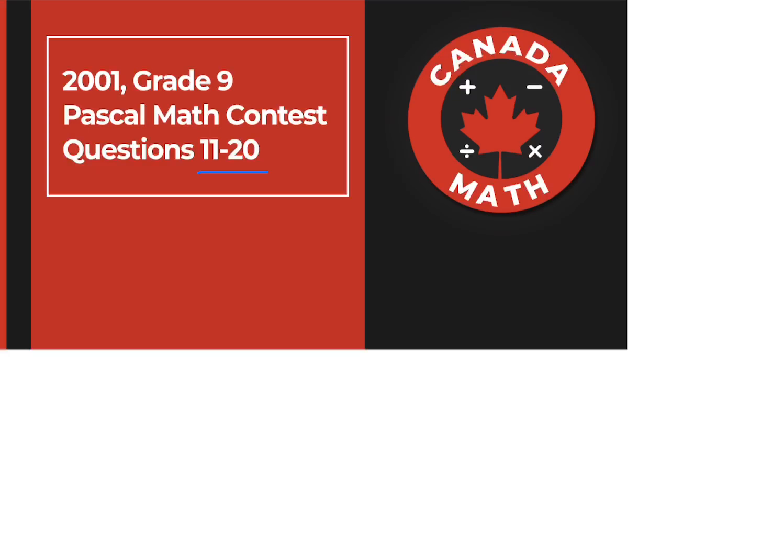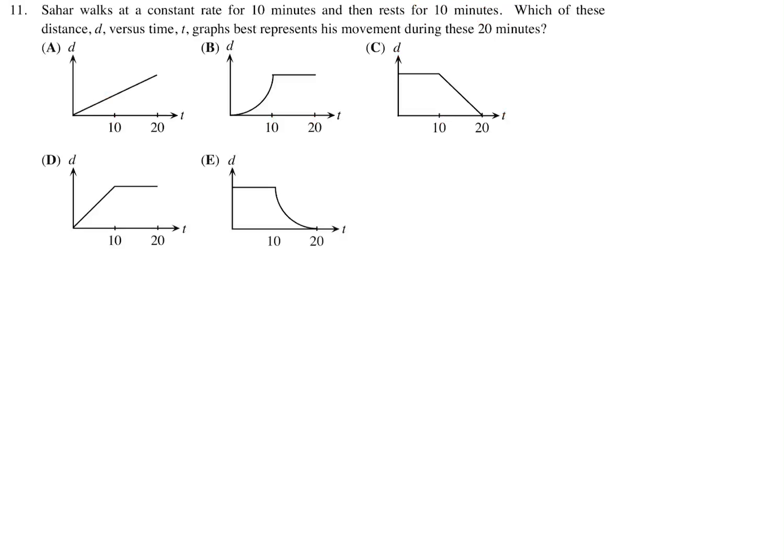Questions 11 through 20 of the 2001 Grade 9 Pascal Math Contest. Sahar walks at a constant rate for 10 minutes and then rests for 10 minutes. Which of these distance, d versus time graphs best represents his movement during these 20 minutes?